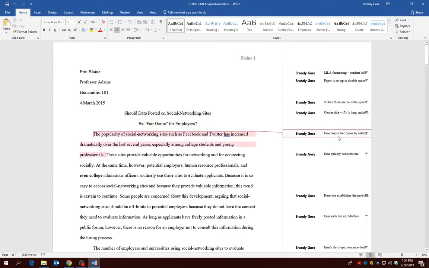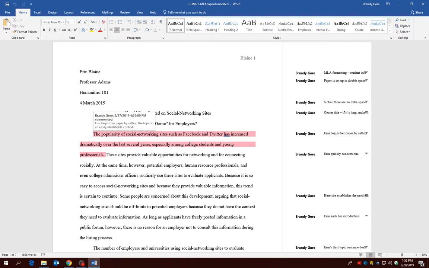Okay, and so this paper is by Erin Blaine, and so I'm going to refer to her as I explain some of these things. And so please note what she does in the very beginning of this paper. I'm going to read quite a bit of this paper, but not the entire thing. So she first says, her title is, Should data posted on social networking sites be fair game for employers? And so then she sets this up in context. She says the popularity of social networking sites such as Facebook and Twitter has increased dramatically over the last several years, especially among college students and young professionals. So she jumps right in.